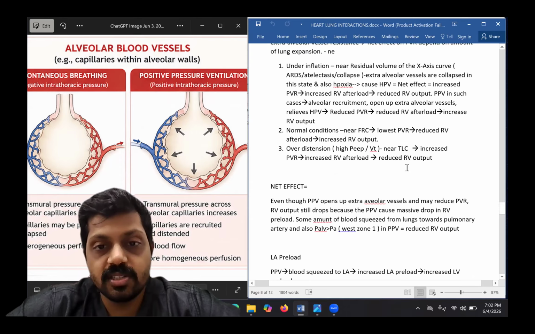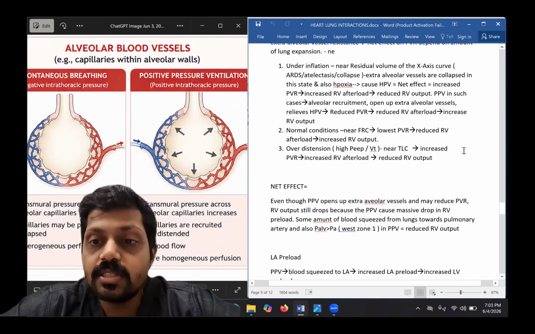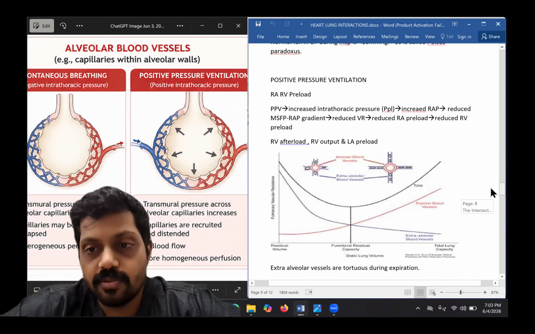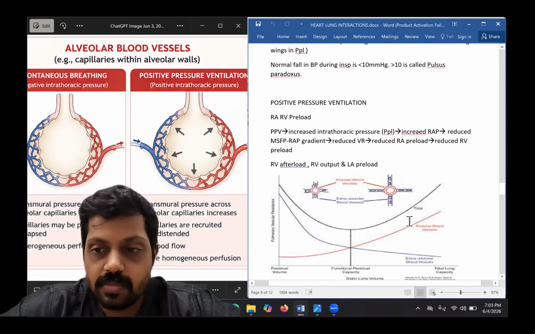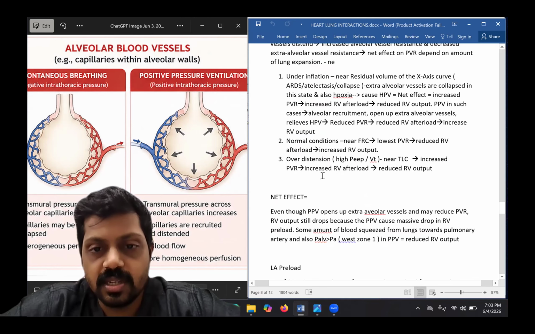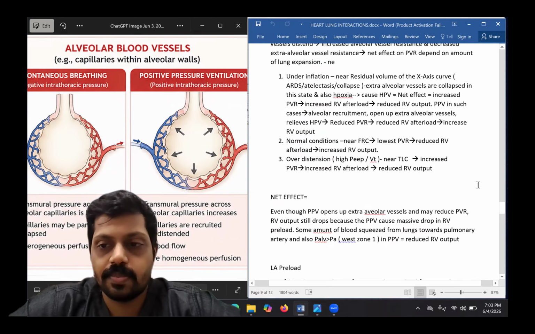What happens in over-distension? With high PEEP, near total lung capacity, there is increased peripheral pulmonary vascular resistance, predominantly because the alveolar vessels contribute to the raised pulmonary vascular resistance. They are fully collapsed. So there is increased RV afterload and reduced RV output. So the sweet spot is near the functional residual capacity.